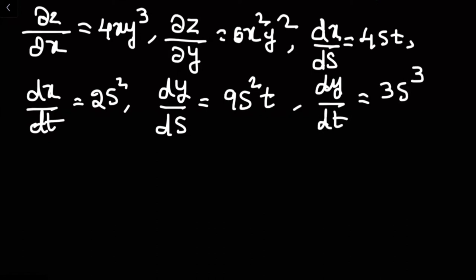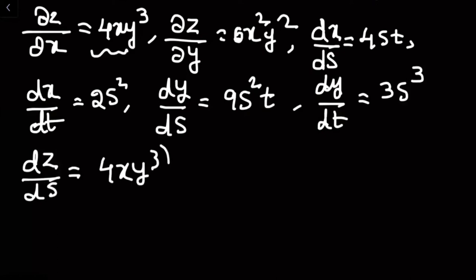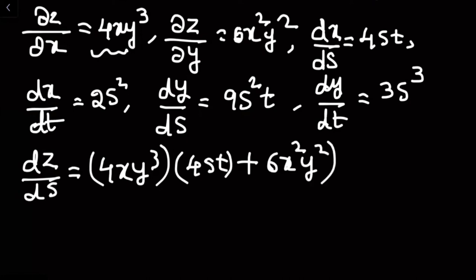In order to get dz by ds, we have to multiply dz by dx, 4xy³, times 4st, plus 6x²y² times 9s²t. Okay, is it clear?